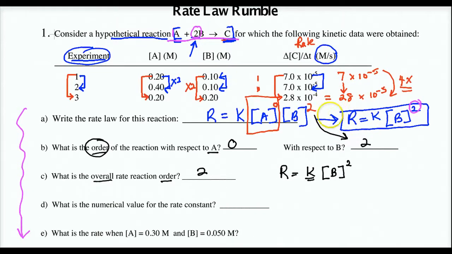Okay, we've got to pick an experiment. So I'll be crazy and I'll pick number 1. In experiment number 1, I had a rate of 7.0 times 10 to the negative 5. It's equal to k, which we don't know. And what's the value of B? 0.1, and of course it's squared.